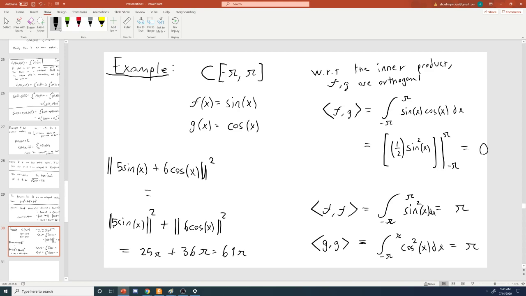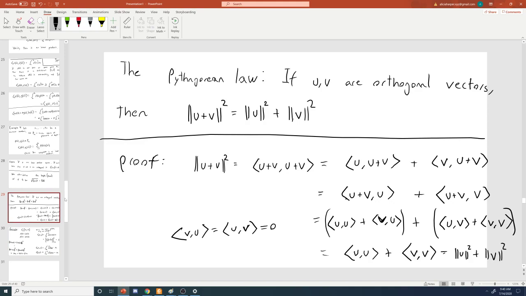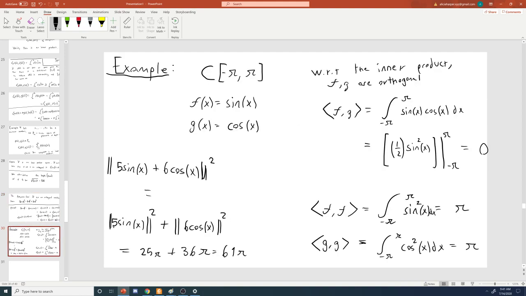So this enables us to easily compute the norm of the sum of two orthogonal things, because the Pythagorean law tells us that the norm squared splits into two parts, the two orthogonal parts. So this is one way in which the notion of orthogonality generalizes to a context where it's somewhat surprising that there even is such a notion.